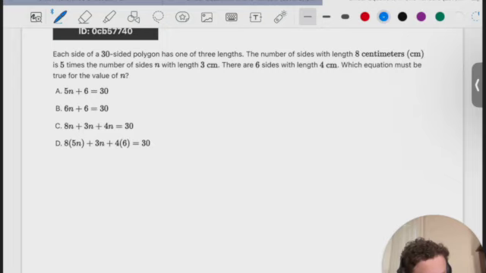So, let's talk about the 3 centimeter side, the 4 centimeter side, and the 8 centimeter side. There's n of these, there's 6 of these, and there's n plus 3 of these. And all the sides have to add up to 30. So we have n plus 6 plus n plus 3 equals 30.